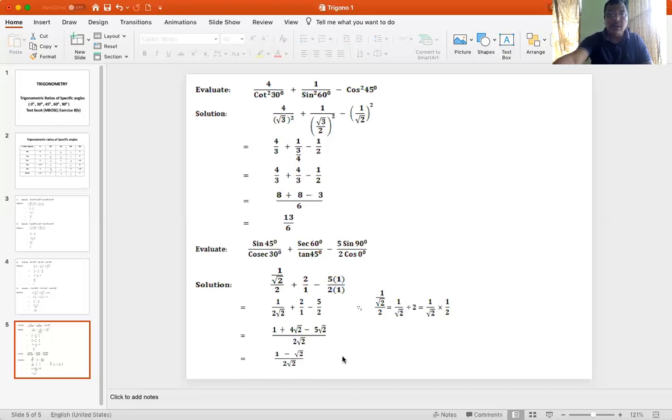So this is all about specific angles, and you can kindly go through your exercise 8B of your textbook to learn further.